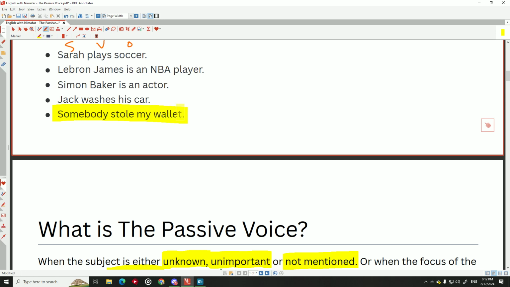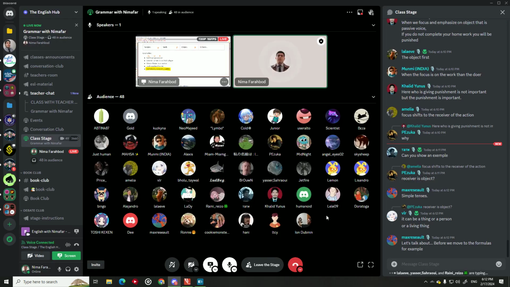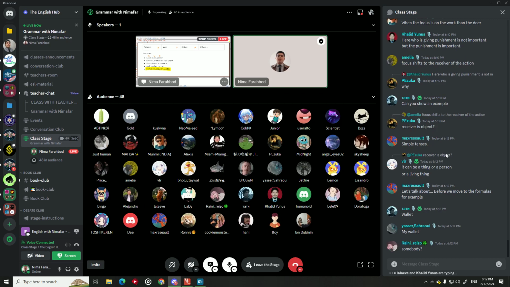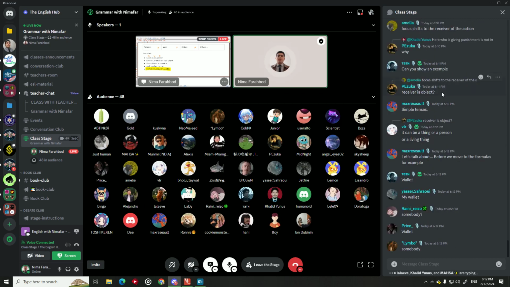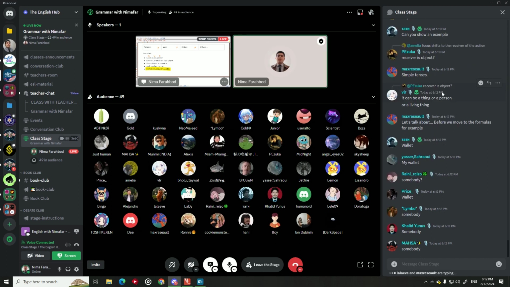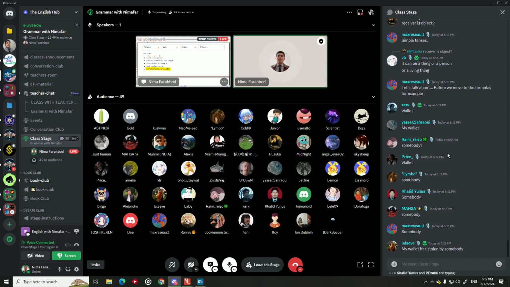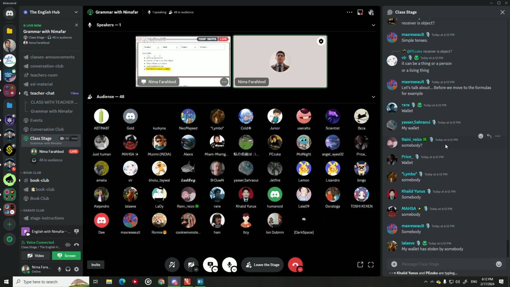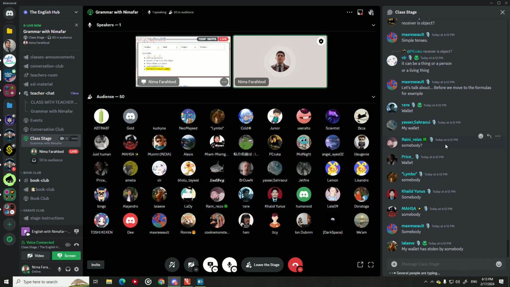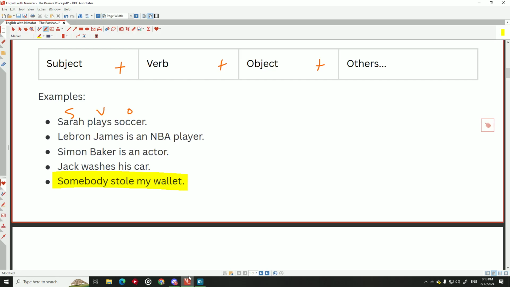Could you tell me what the subject of this sentence is? Can you show an example? Receiver is the object, mostly. We cannot say exactly they are the same, but mostly. It can be a thing or a person. What is actually the subject of this sentence? Not the passive, this sentence. Somebody. Exactly. Somebody. So this is the subject.